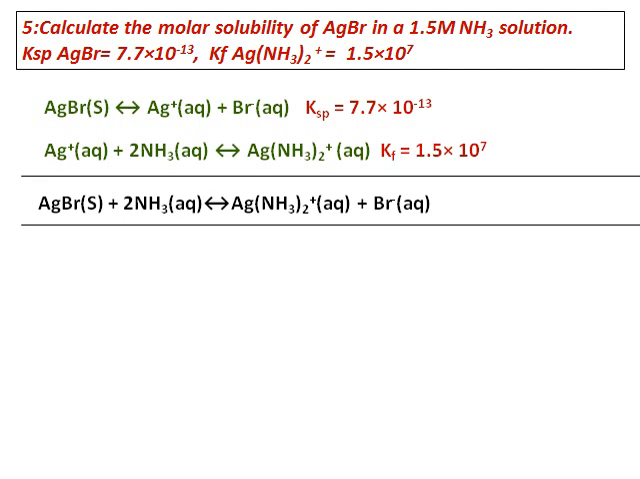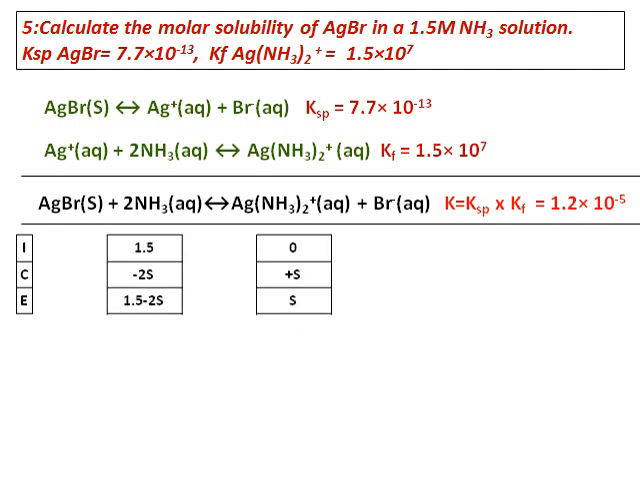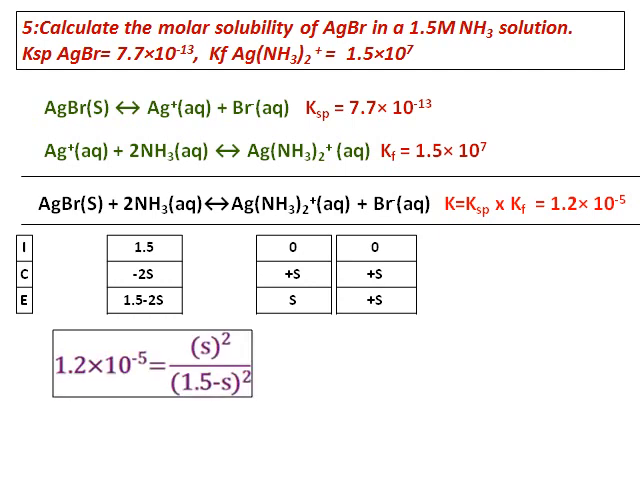And whenever you add two equations, you know that you have to multiply their K's. So when I multiply the two K's, I get the new K as 1.2 × 10^-6. The concentration of ammonia is given. So set up the ICE table and get the concentrations of S. The initial concentration of the complex is 0. Once S is there, just substitute it into the equilibrium expression and then get the value of S. And the S comes as 5.2 × 10^-3.